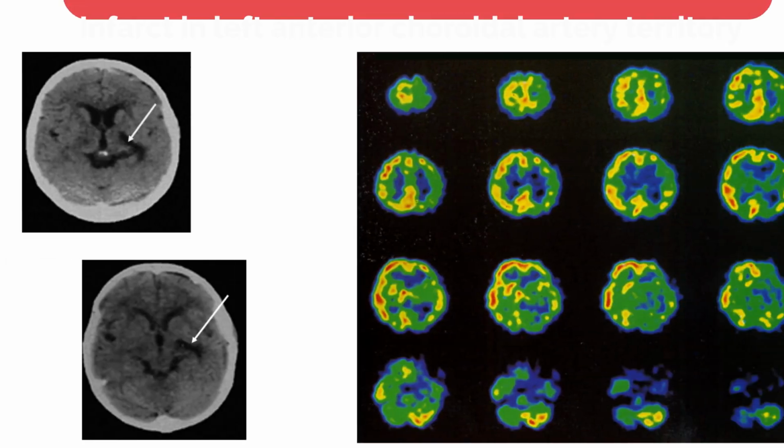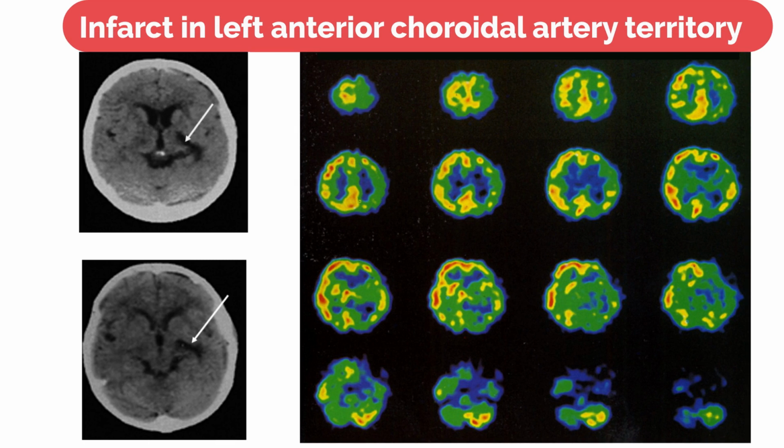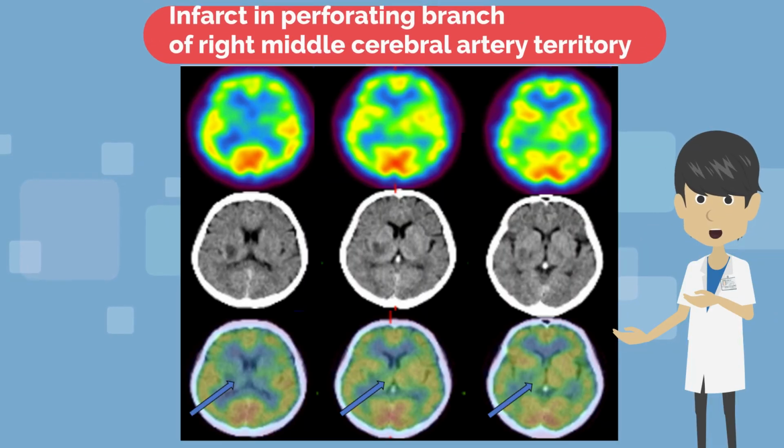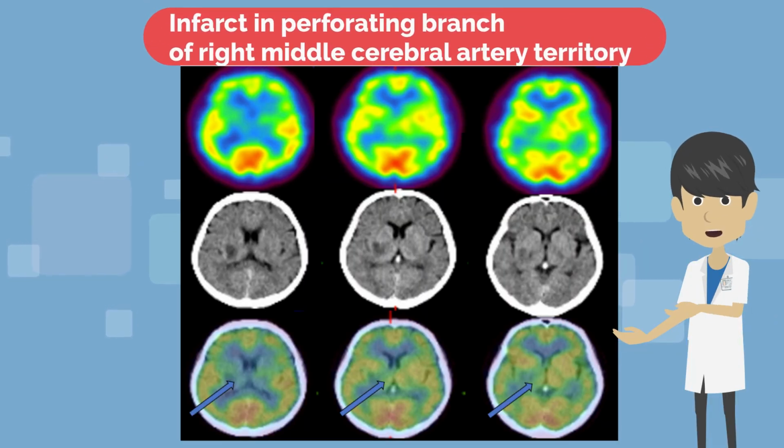This is a case of cerebral infarction in the left anterior choroidal artery territory. Perfusion is decreased over a wide area from the left basal ganglia to the left thalamus and from the medial part of the left temporal lobe. This is a case of infarction of the perforating branch of the right middle cerebral artery. The infarction was in the territory of the lateral striatal artery, and decreased perfusion was seen in the right putamen.